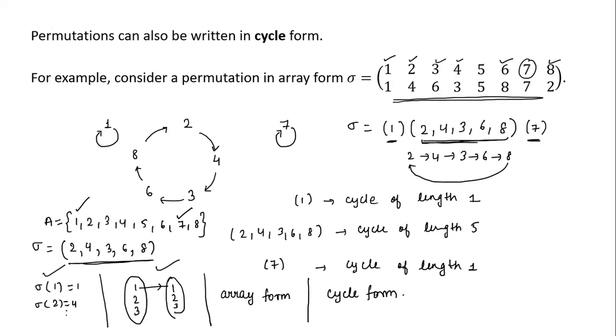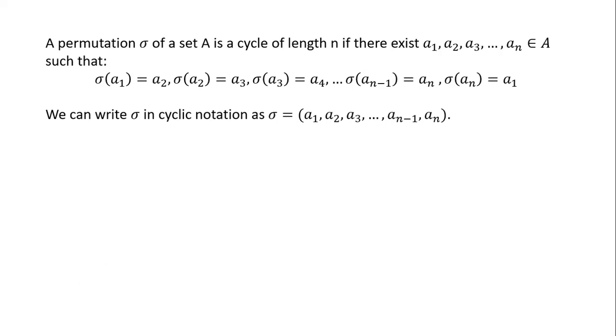What is meant by the length of a cycle is n. A permutation sigma of a set A is a cycle of length n if there exist a1, a2, a3, and so on till an in A such that sigma of a1 is equal to a2, sigma of a2 is equal to a3, sigma of a3 is equal to a4, and moving on like this, sigma of an minus 1 is equal to an, and sigma of an is equal to a1, and this can be written in cyclic form as this. So let us say that sigma is a cycle.